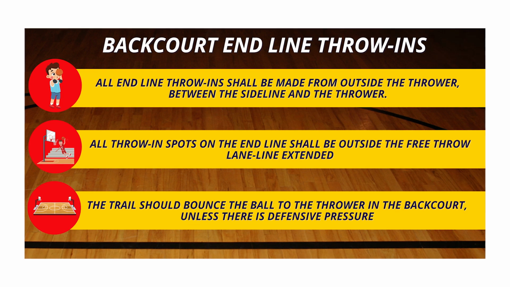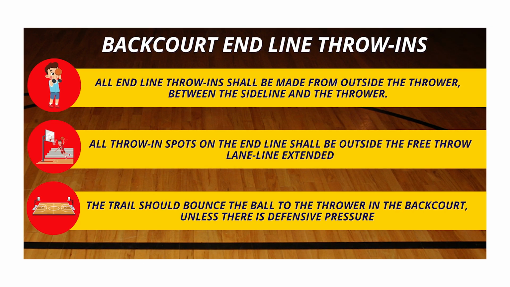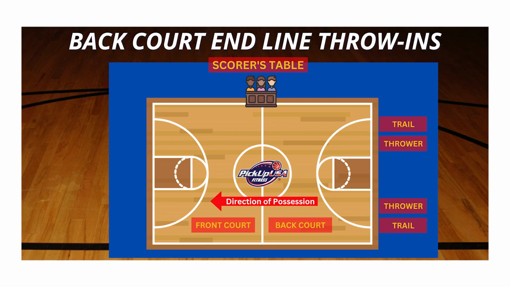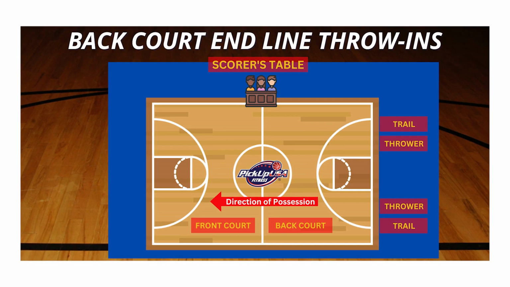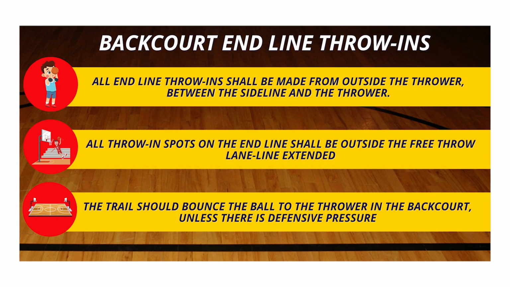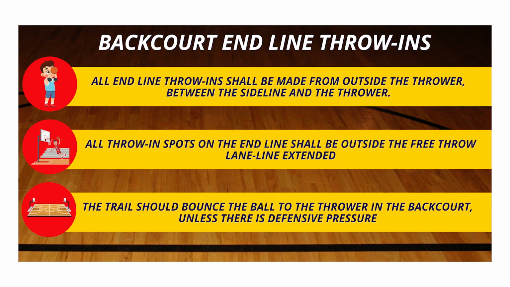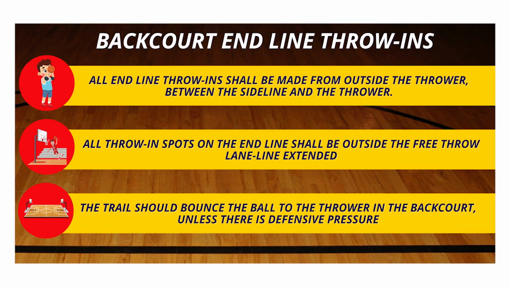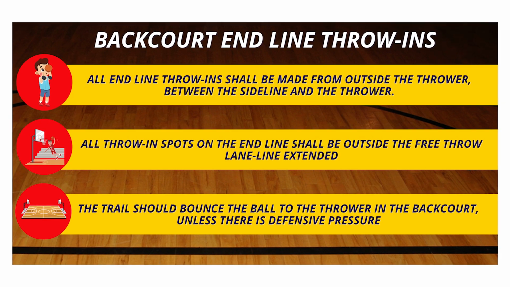Let's review how throw-ins are administered when on the backcourt end line. All end-line throw-ins shall be made from outside the thrower, between the sideline and the thrower. See adjacent diagram. All throw-in spots on the end line shall be outside the free throw lane line extended. The trail should bounce the ball to the thrower in the backcourt unless there is defensive pressure.